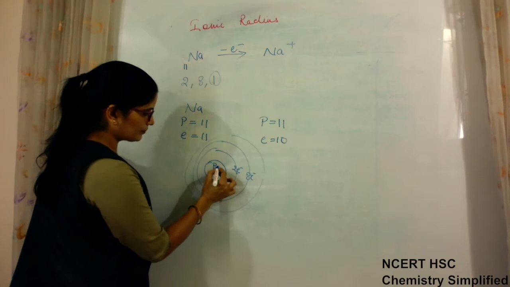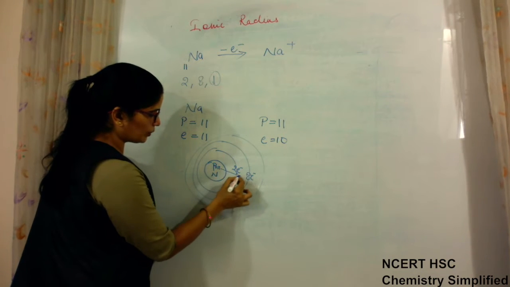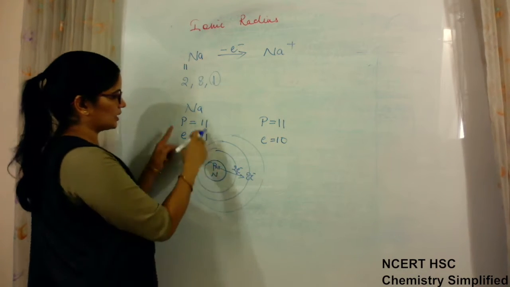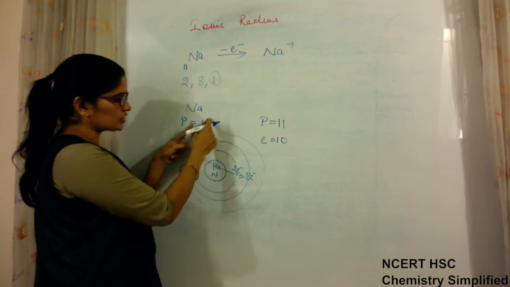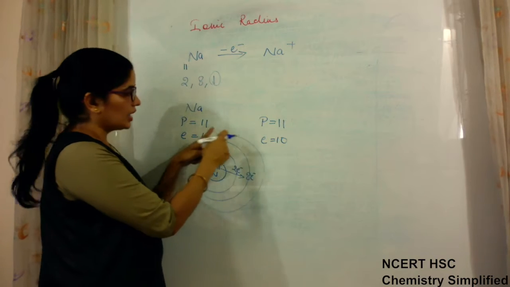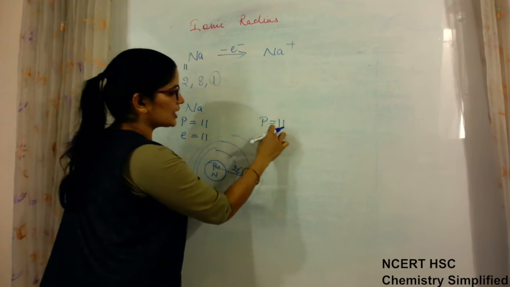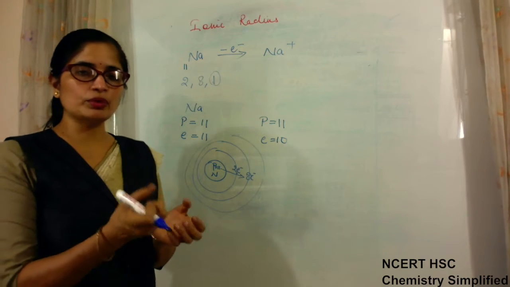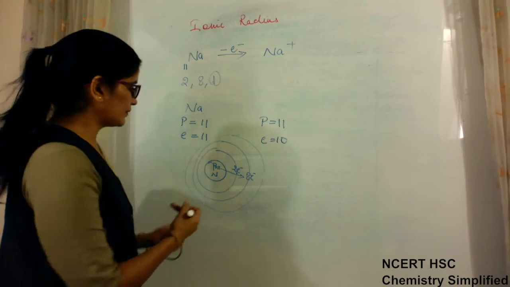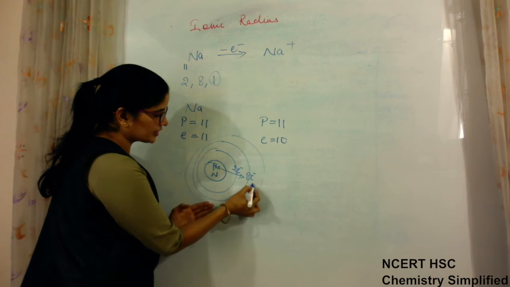Then what is happening? 11 protons are pulling 10 electrons. In this case, when Na was an atom, 11 protons were pulling 11 electrons. Now more protons are pulling fewer electrons. That means the positive pull is more than the negative, so because of that, there is further shrinking.